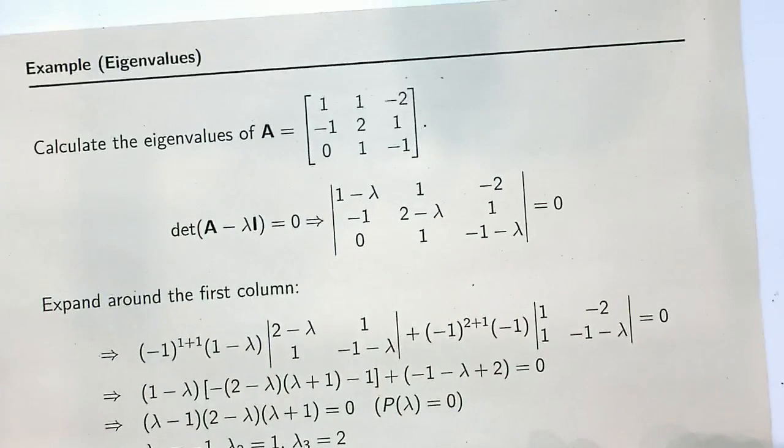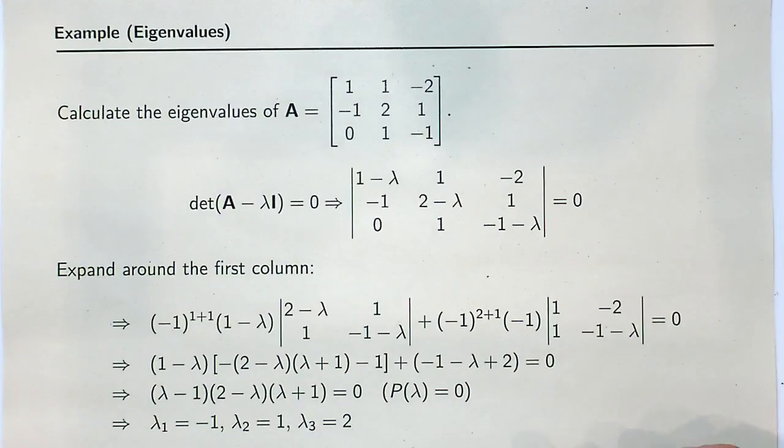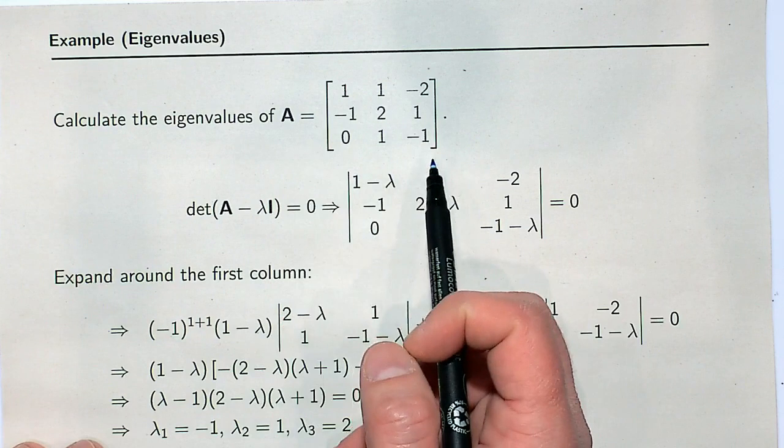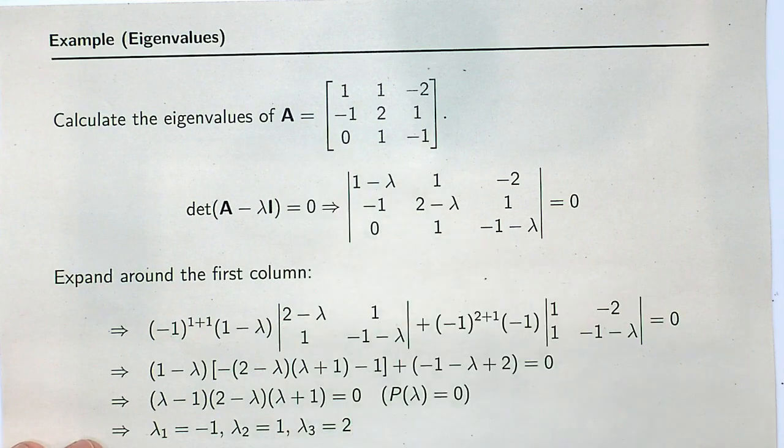Perfect. So let's look at an example. It's just the extension of the example that you have in the slides, and by the way, I will upload this after the lecture. We have this A, which is a 3x3 real matrix, meaning that all the elements of A are real, and we want to calculate the eigenvalues of A.